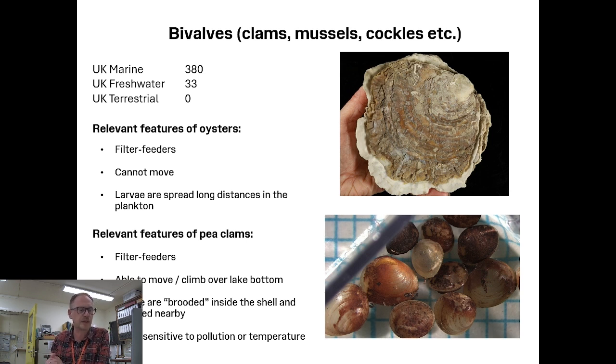But their larvae don't travel such vast distances. In the case of the pea clams, the larvae are kept quite close to the centre of the body. They're brooded, as they say, and then they're just released over a short distance. So they too, rather like the snails, find it tricky to colonise new places sometimes. And they can be very sensitive to pollution in the water and other environmental changes such as the water temperature.